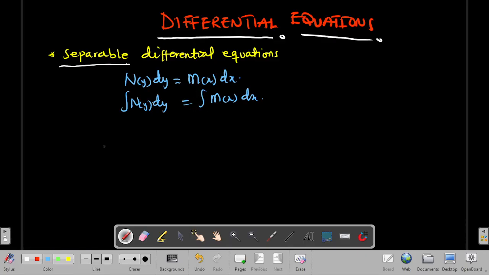Let's take one example and see. In this example, I have dy over dx is equal to 6y squared x. First of all, we've been given a problem like this.